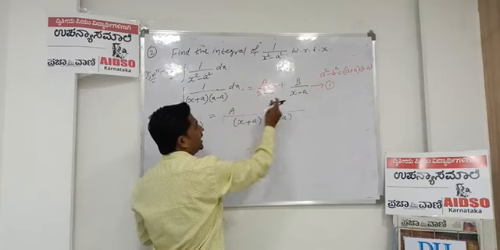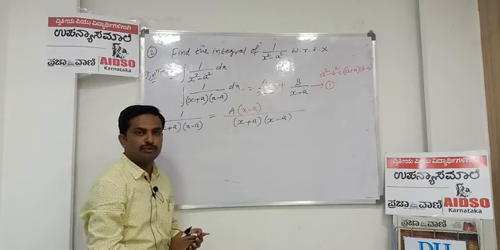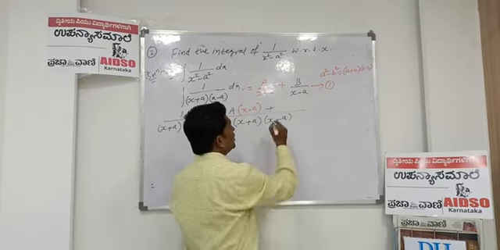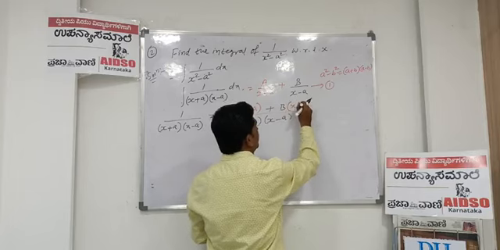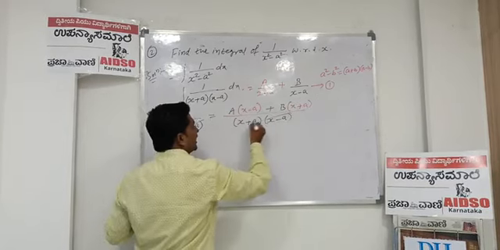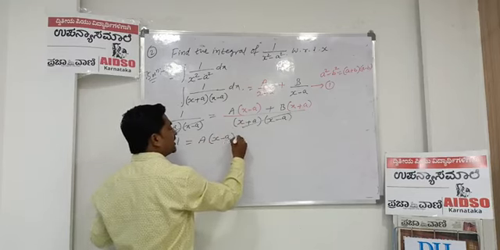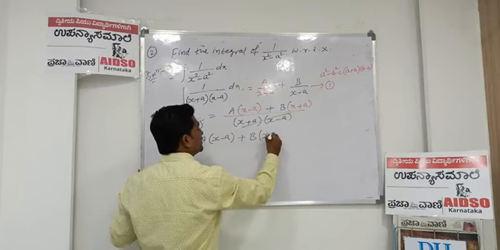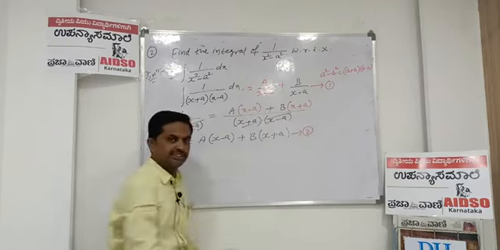A gets multiplied with x minus a, plus B gets multiplied with x plus a. So now it is quite simple, the denominators get cancelled, and 1 is equal to A into x minus a plus B into x plus a. This is nothing but your equation 2.